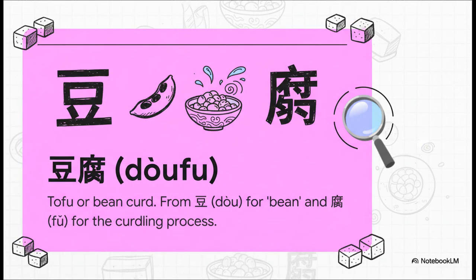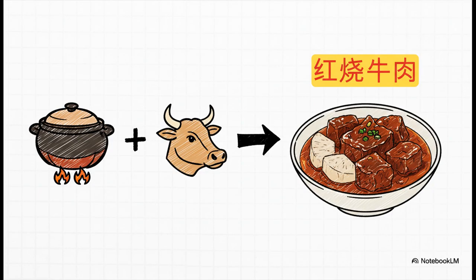Now the second part of the name, tofu, tells us the main ingredient. Let's look at these characters. The first one, do, means bean. And if you look at really early versions of this character, it actually looks like a little vessel holding beans. The second character, fu, has to do with the process of curdling or fermenting. So when you put them together, the characters literally describe the product, bean curd. It's perfectly logical.